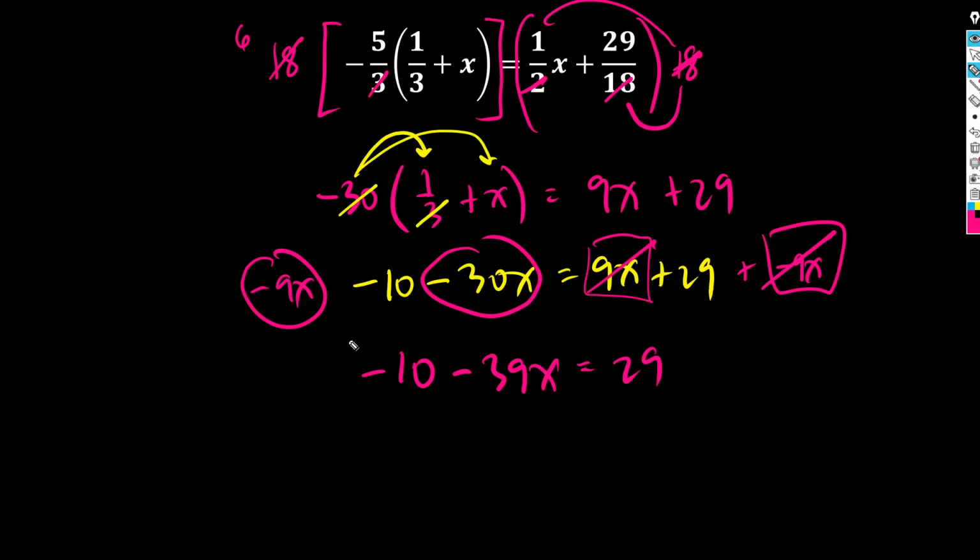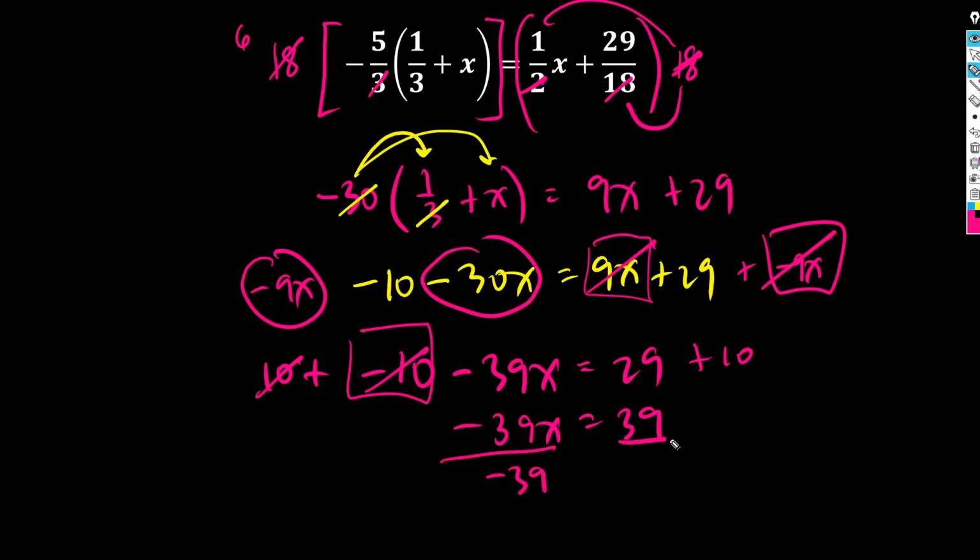Now, let's try and eliminate the minus 10 here. How do we do that? We add 10 to both sides of the equation, plus 10. Tanggal yan diyan, minus 39x na ako, equals, what's this? 39. Oops, convenient. Now, I'd like to eliminate my negative 39 as a coefficient. So, I divide both sides by minus 39. X, therefore, is negative 1. O, di ba? Mukha lang complicated, mukha nakakatakot, but it's actually very easy. Okay?